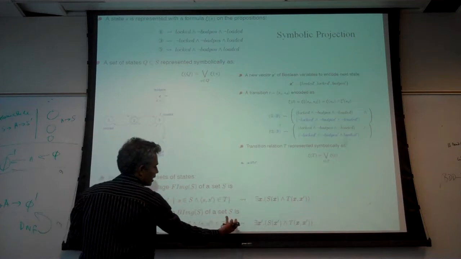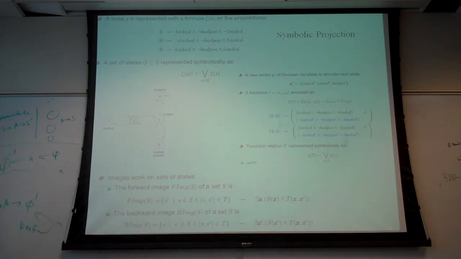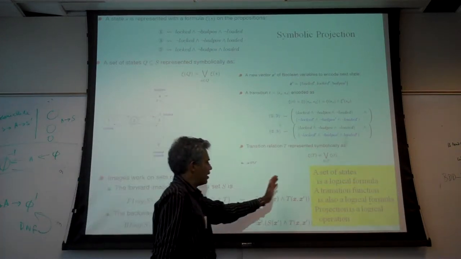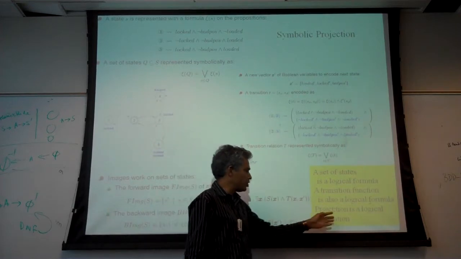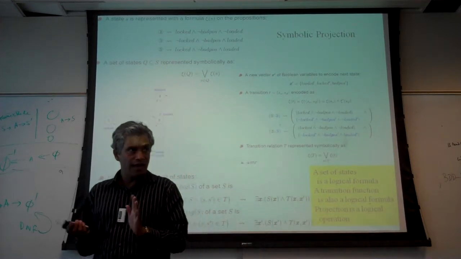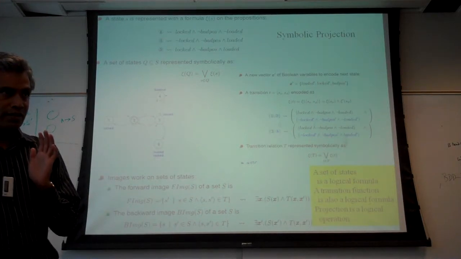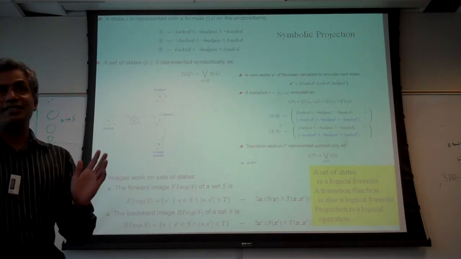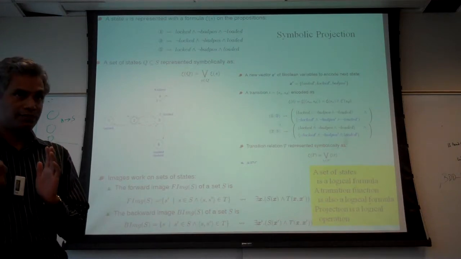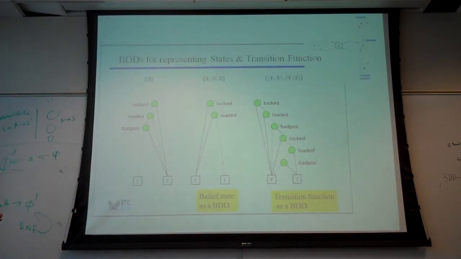And similarly, the other one is also an existential operation. And all these existential operations correspond to BDD projections. Okay, you must have read this in the section that I asked you. So a set of states is a logical formula, a transition function is also a logical formula, a projection is a logical operation, and in fact each logical operation corresponds to a BDD operation. And so a BDD planner just does a bunch of BDD operations one after another. So that's one way of dealing with it.